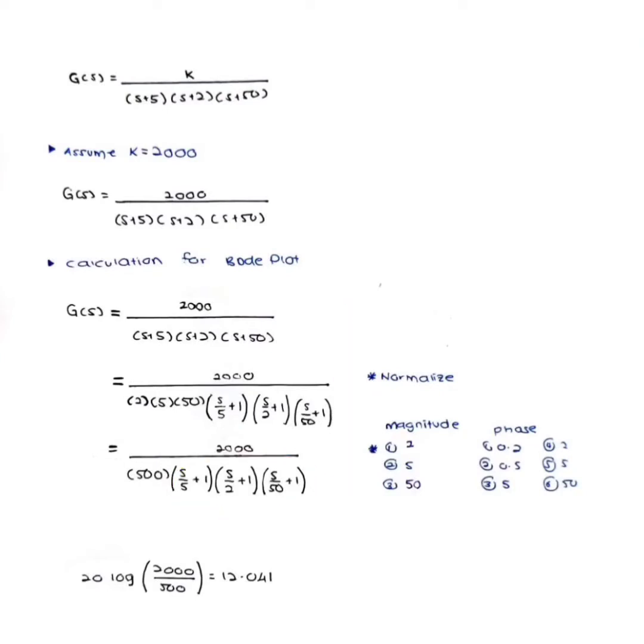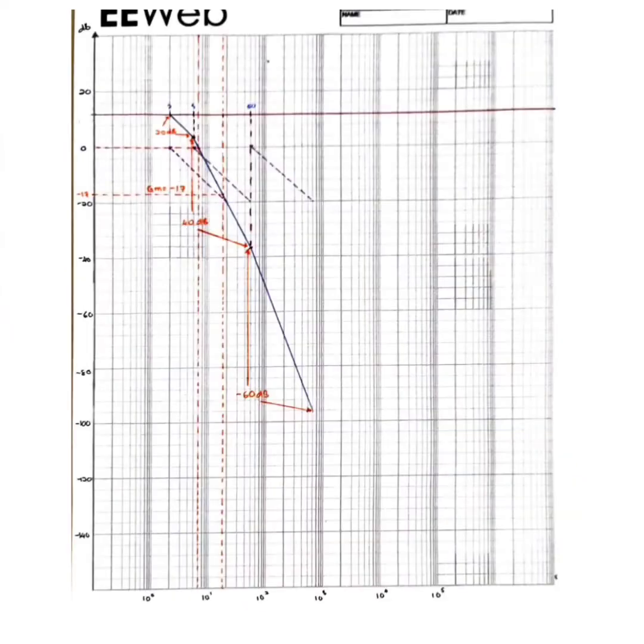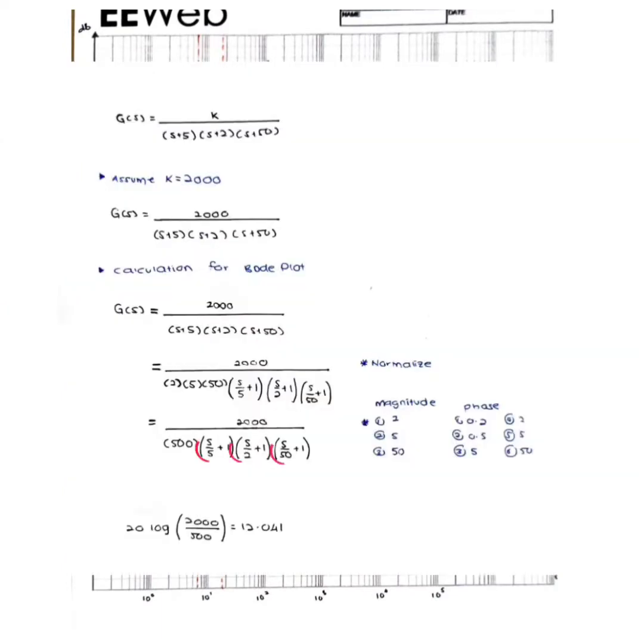To get the starting value for the magnitude graph plot, we need to use the formula 20 log 2000 per 500, where 2000 is the value of k, while 500 is the constant of the normalized equation. The starting value obtained is 12.04. To obtain the plot, the values of the denominator s are taken as guide points for the graph, namely 2, 5, and 50.